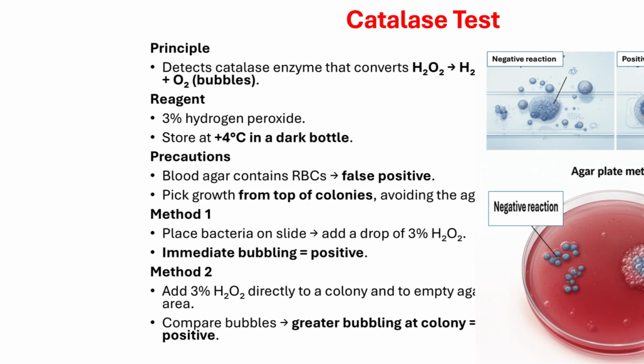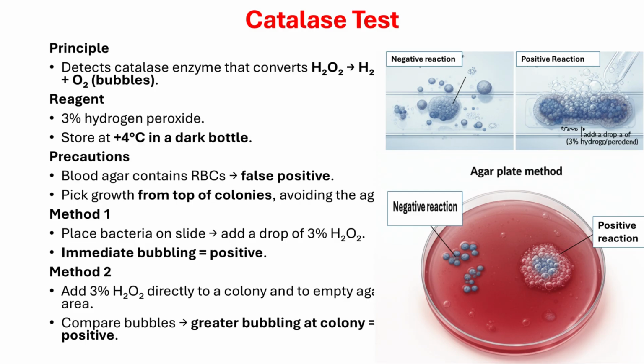Catalase test. Catalase is an enzyme that breaks hydrogen peroxide into water and oxygen. This test detects the presence of that enzyme. The reagent used is 3% hydrogen peroxide, which must be stored at 4 degrees Celsius in a dark bottle. When working with bacteria grown on blood agar, care must be taken because red blood cells naturally contain catalase and can produce a false positive reaction.